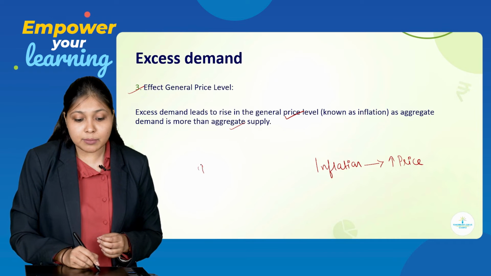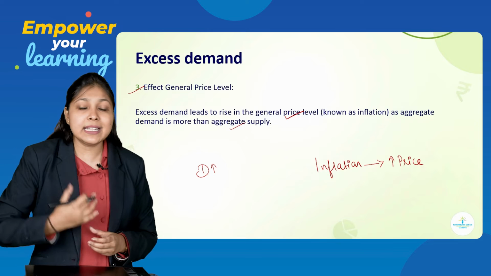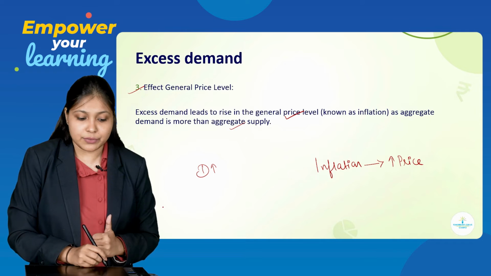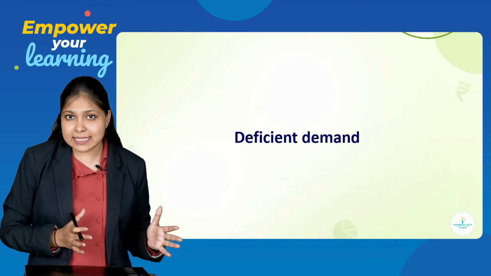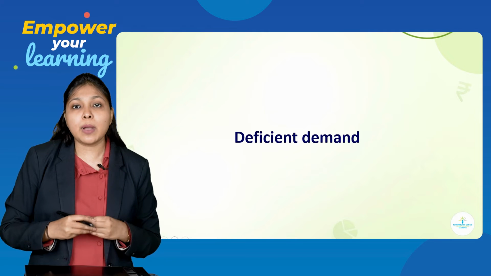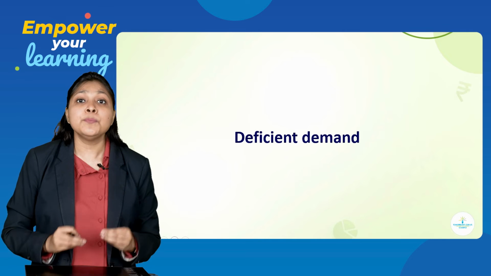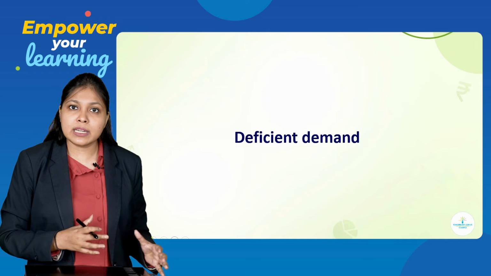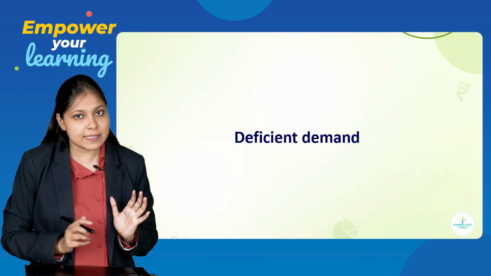So whenever the demand is more in the economy, this will always lead to the rise in price level of goods and services. So this was the entire concept of excess demand. Next, we are going to understand what is deficient demand. Deficient demand is basically just the opposite of excess demand. Whatever you studied under excess demand, make it opposite. That is nothing but your deficient demand.